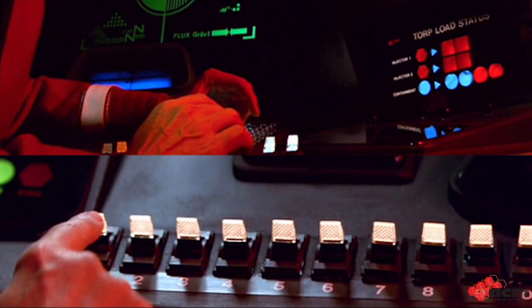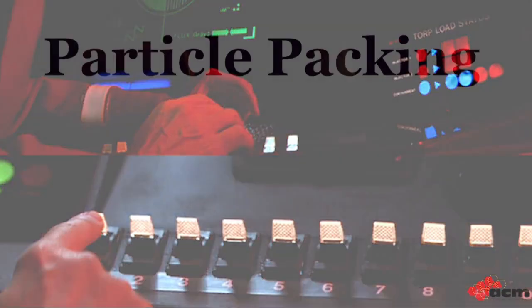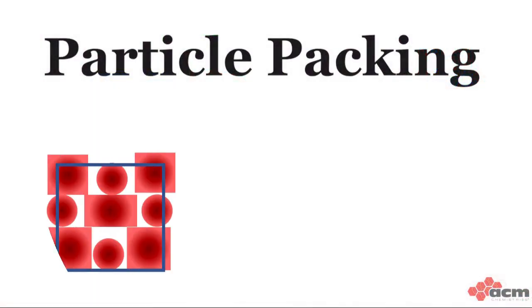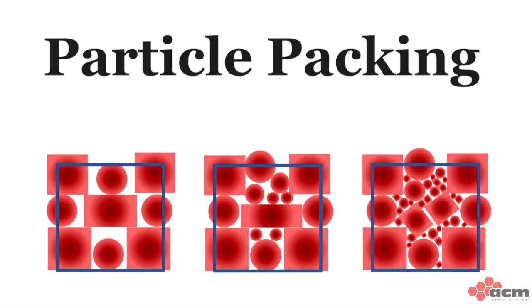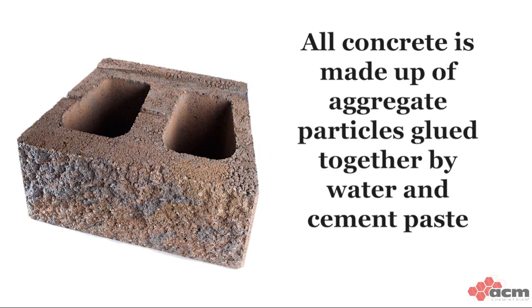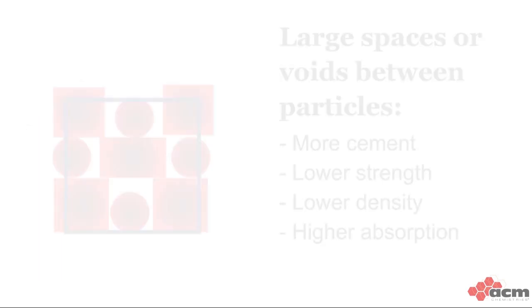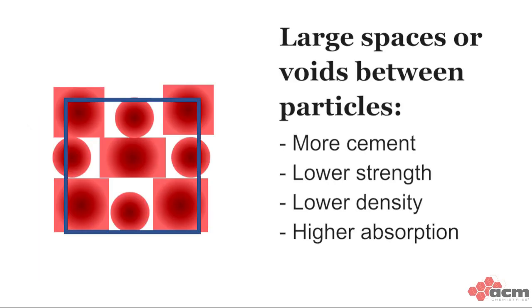Particle packing sounds like something from a Star Wars transponder, but it's actually a fundamental fact of life for all concrete producers. It's so basic, it's easy to overlook when things are going well, but it impacts almost everything that we do. All concrete is made up of aggregate particles, glued together by water and cement paste. Units with larger spaces or voids between the particles need more cement to fill in the gaps, or the unit may have lower strength, lower density, and higher absorption.